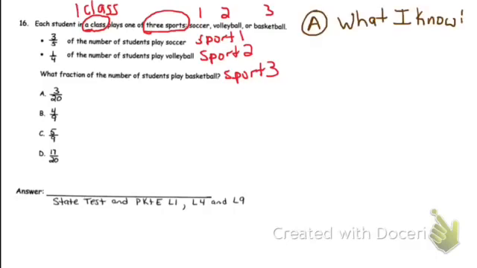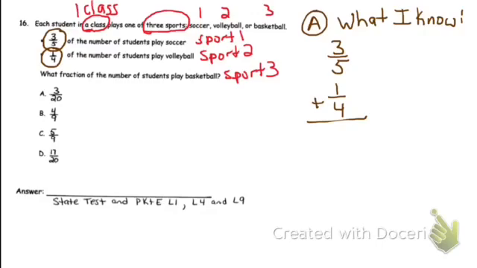Step A is what I know, and I know that 3/5 play soccer, because it shows it right over there by the first bullet, and I know that 1/4 play volleyball, because it shows it right over there by the second bullet. So if I add together both of those two, I'll know how many kids play two of the sports. So I'm going to turn this into an addition problem to find the total for the two sports that I know.